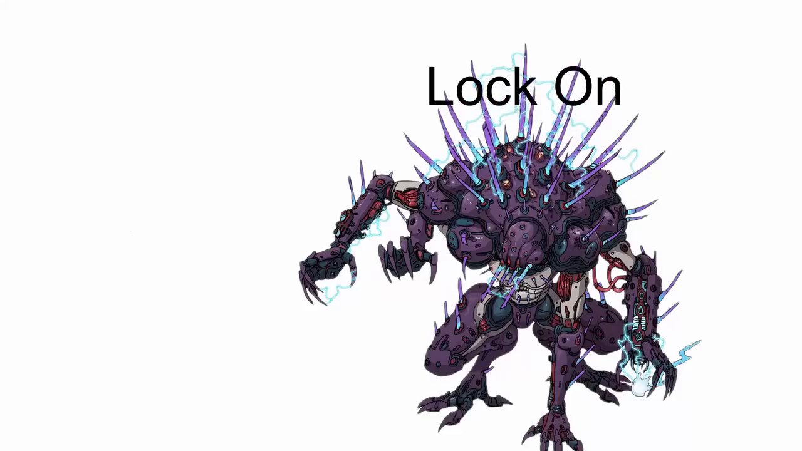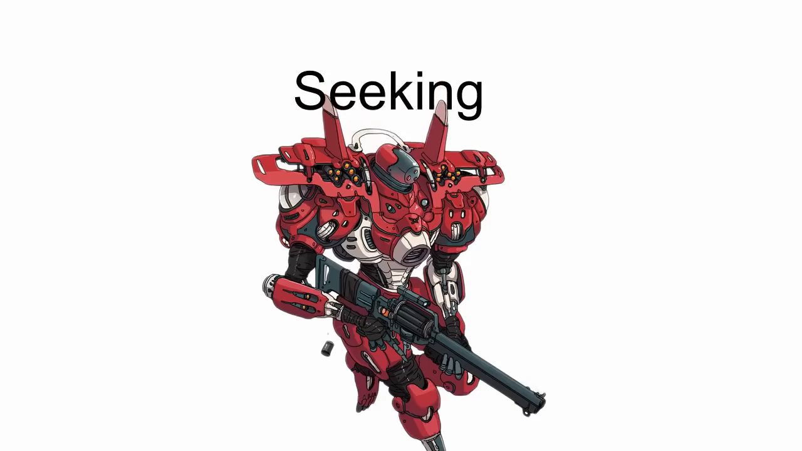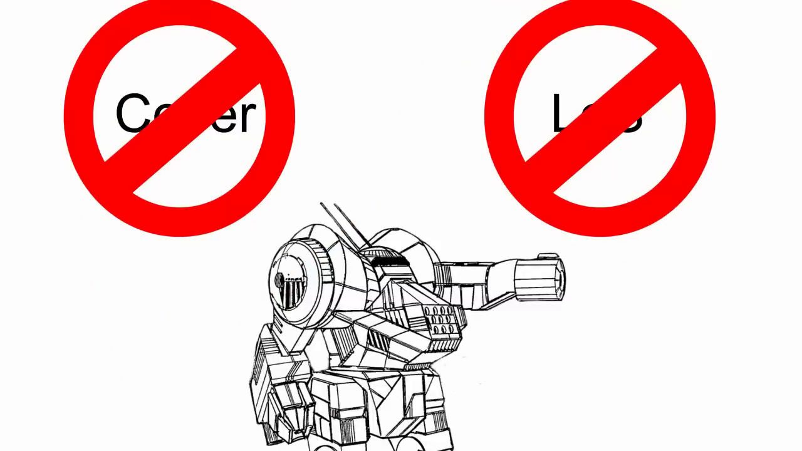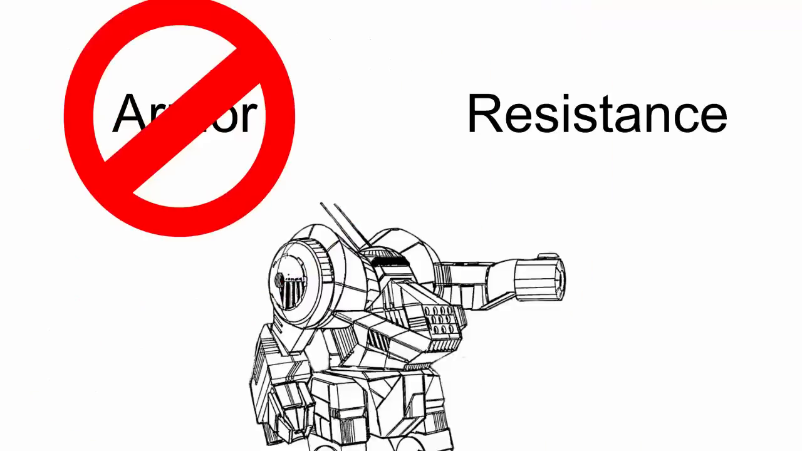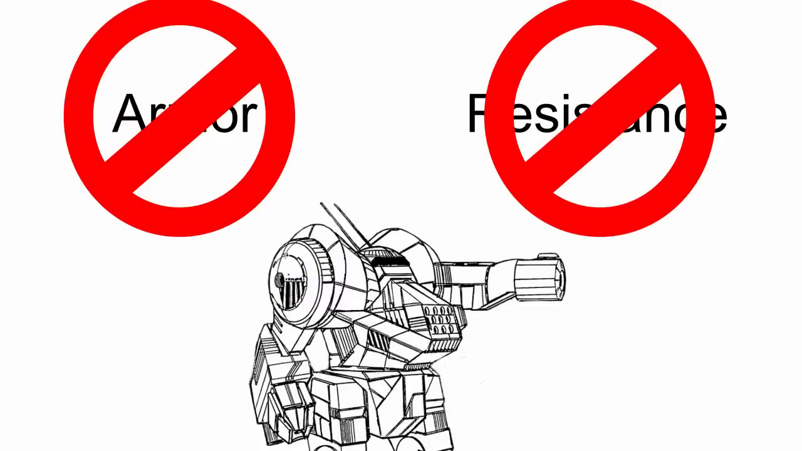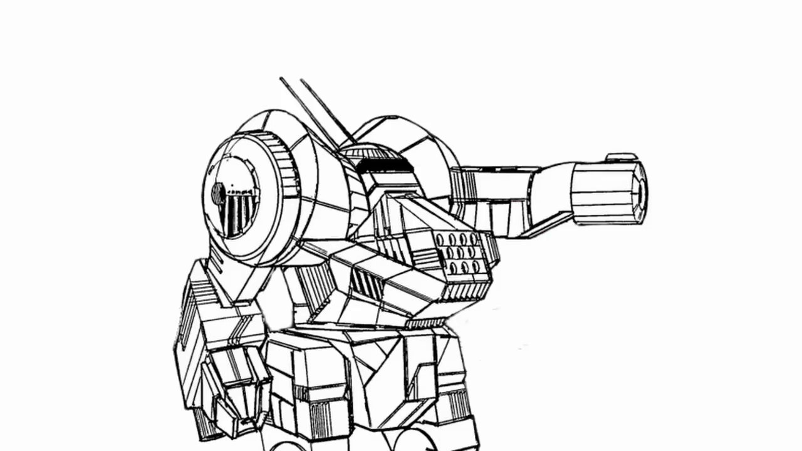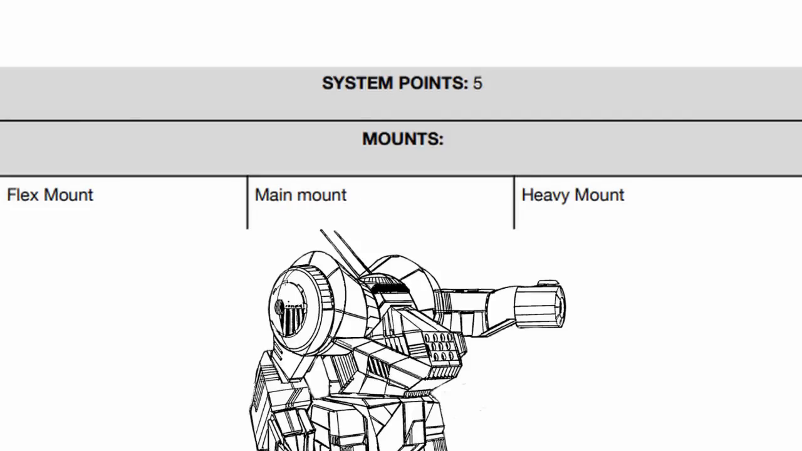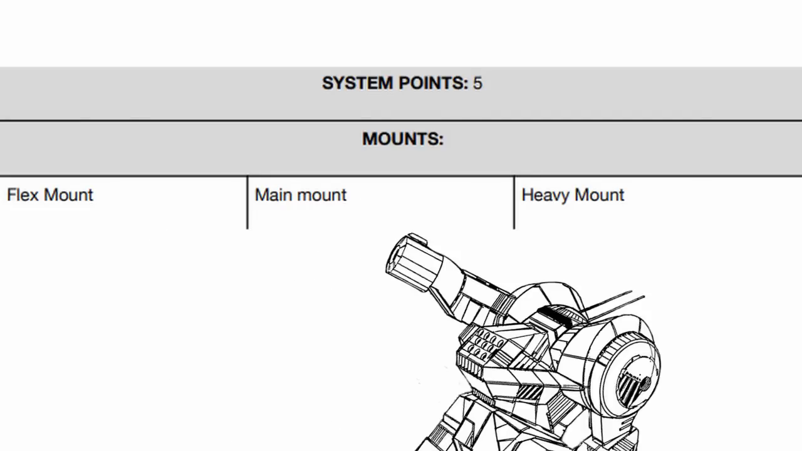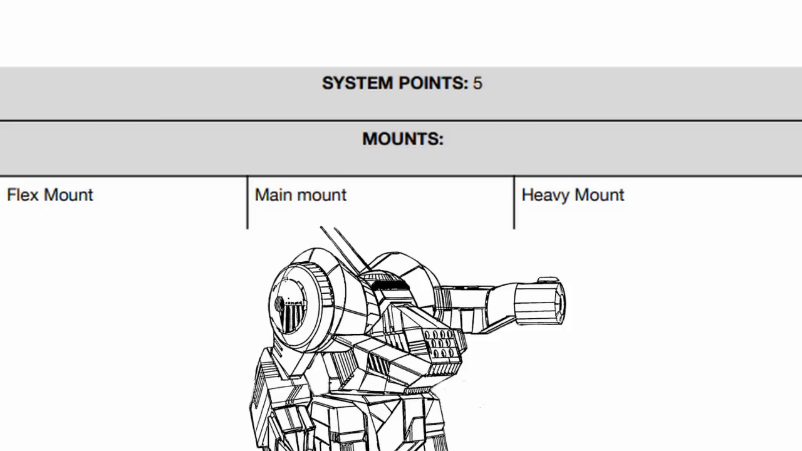Its second trait, Seeking Payload. Upon consuming a lock-on, your launcher weapon gains the Seeking tag, which means your attack can ignore cover and line of sight. And damage from the attack cannot be reduced by any means at all. If you like missiles, you're gonna like Monarch a lot. This gets even better with its weapon mounts, packing a flex, a main and a heavy. Unfortunately, it's rather low on base system points with only 5 of them.